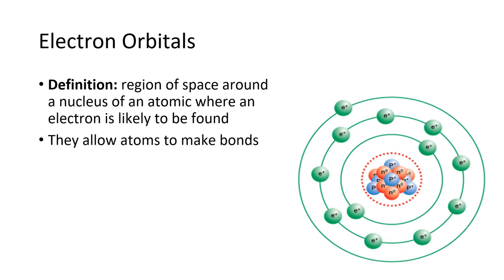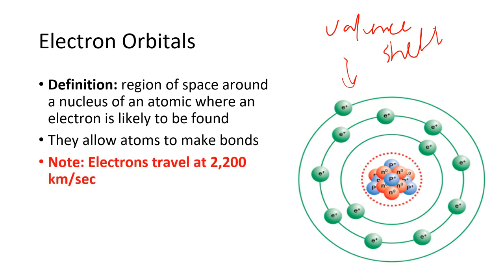This is where atoms make bonds, particularly the outermost shell. The outermost one is called a valence shell. And just of note, electrons tend to travel at 2,200 kilometers per second.